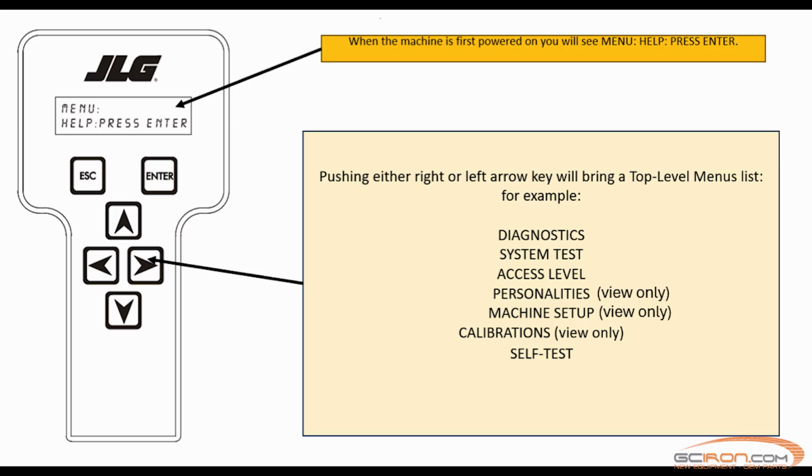Diagnostics lets you check switches, sensors, joystick function, and even see the software version. System Test tests the platform and ground controls. Access Level allows you to unlock the full functionality of your lift. Personalities adjusts how the machine behaves. Machine Setup sets the machine's configuration. Calibrations calibrate functions like lift height or steering on your machine.